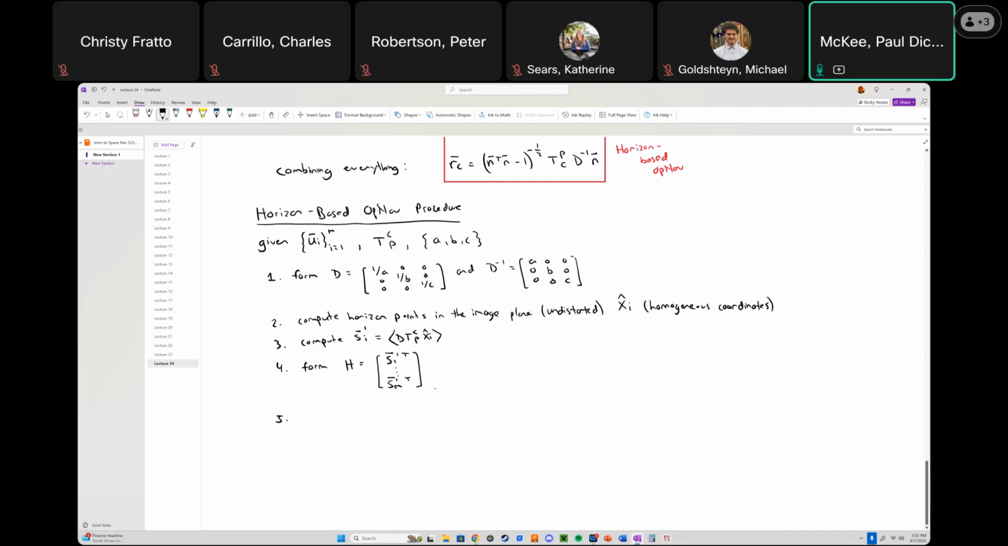And then number 5 will be solve Hn is equal to a vector of 1s using least squares to find n. And then finally, step 6 is RC is n transpose n minus 1 to the negative 1/2 power t from p to c d inverse n.